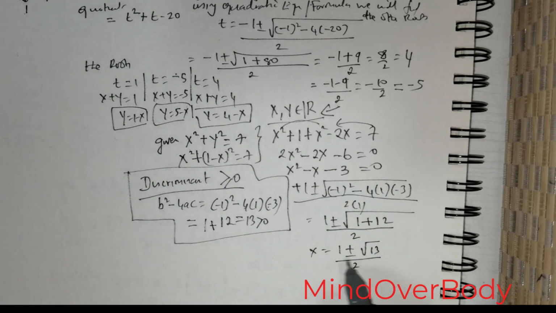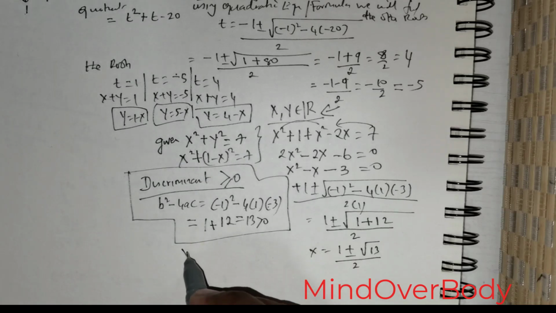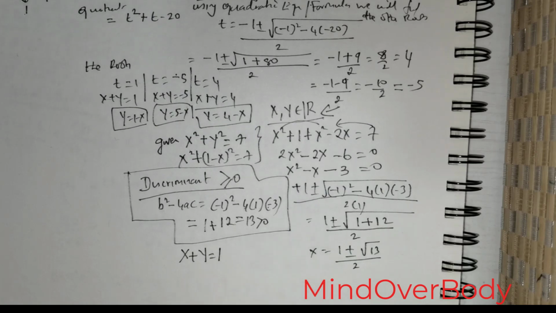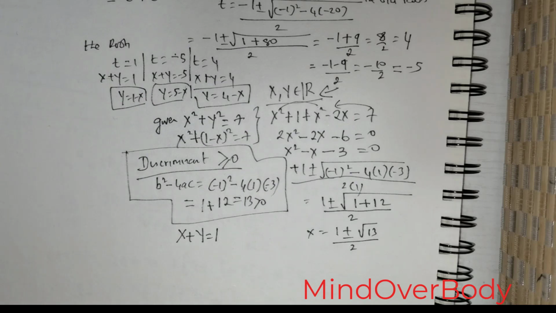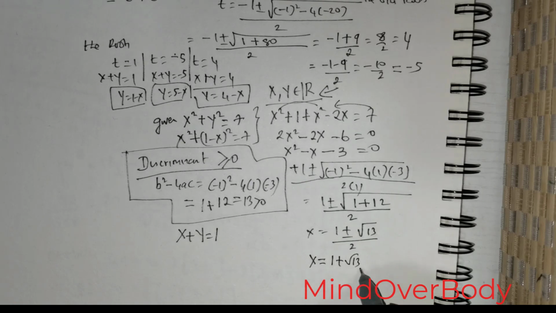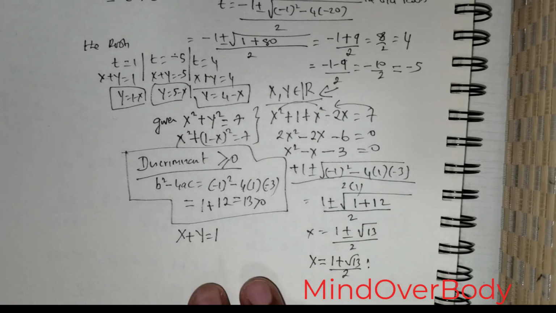However, I need not have to do this. I could have very well concluded that the value of x plus y is equal to 1. But just in case we are looking into the value of y and x, then it is imperative that we obtain the value of x. So since I have got till here, let me also find the value of y. When x is equal to 1 plus root of 13 over 2, I want to extract the value of y.